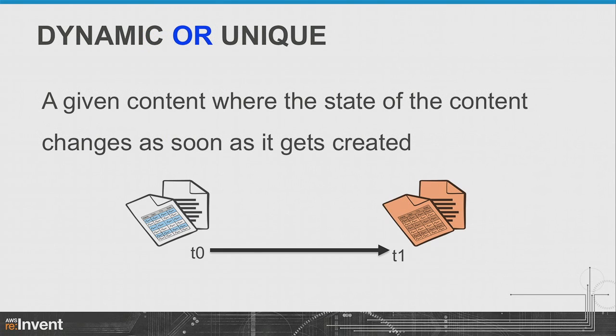And the next type of content would be unique or dynamic content. That's the content where, as soon as you create it, the state of that object changes, meaning that something in that object changes, so it doesn't stay the same. And as Prasad was mentioning, it is probably not a good thing to cache. You have to proxy that back to your infrastructure, and we'll talk about what kind of optimization you can do on this content.